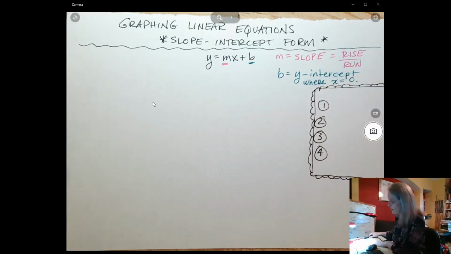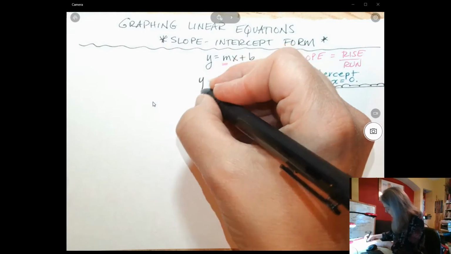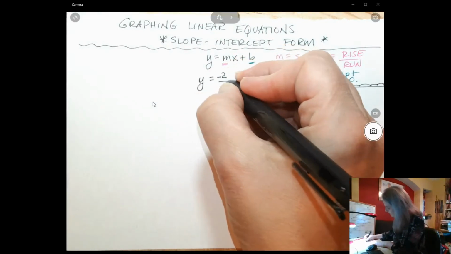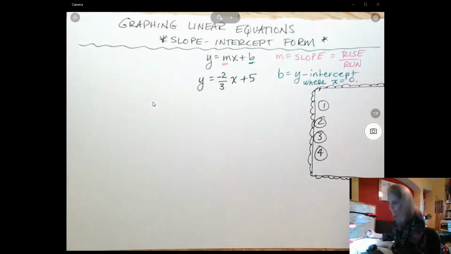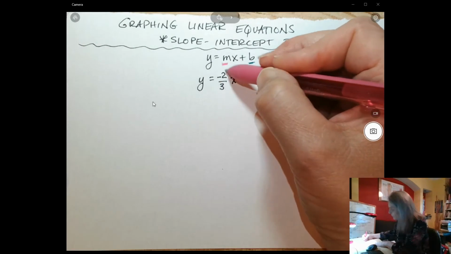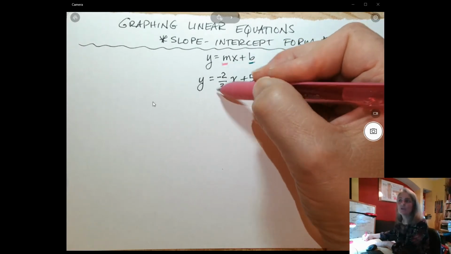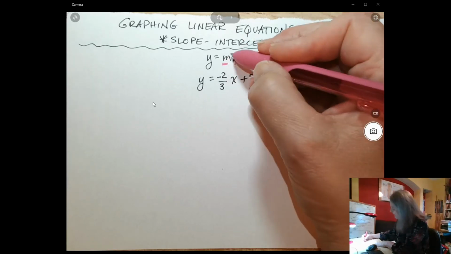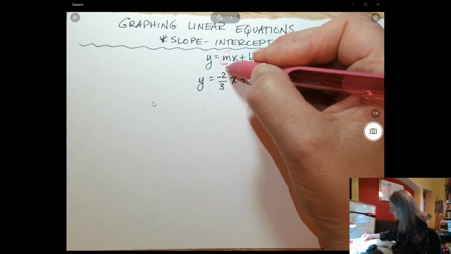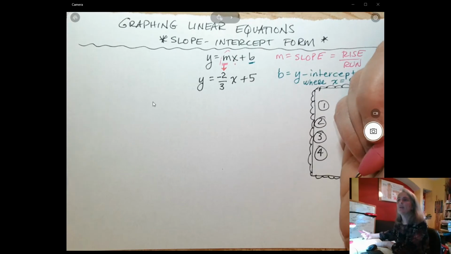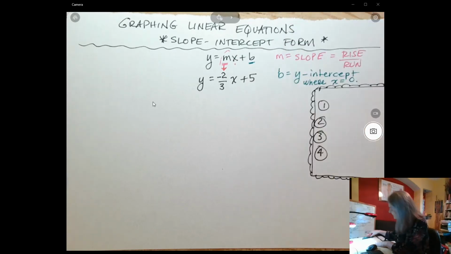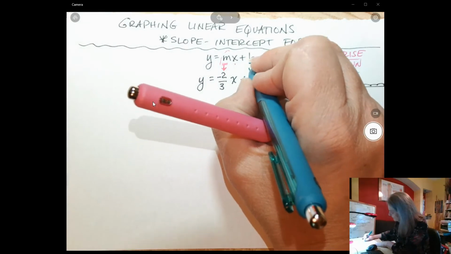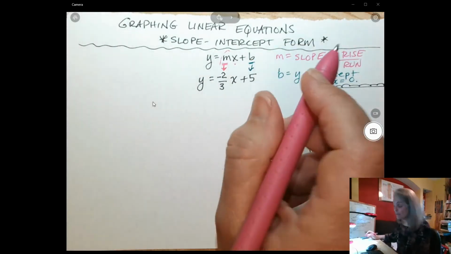All right, so let's go ahead. I'm going to show you an equation that we're going to graph: y equals -2/3 x plus 5. Right away we know that our slope is going to be -2/3. How do we know that? Because that's the coefficient, the number that's multiplied next to that x variable. So m is going to be -2/3, and b, the y-intercept, is going to be 5. Specifically, it's going to be the point (0, 5).